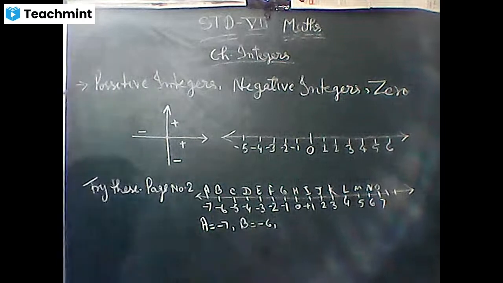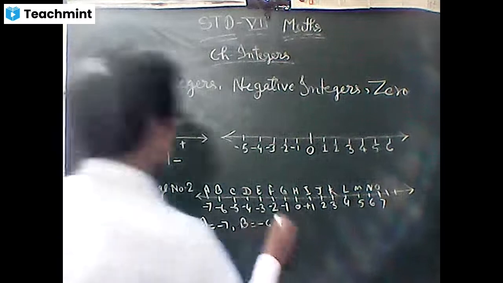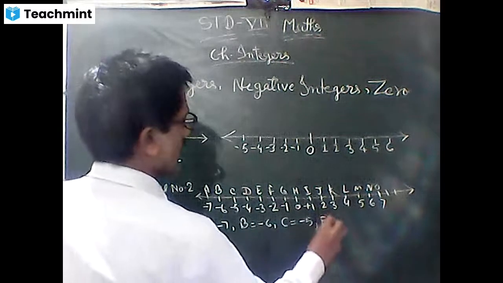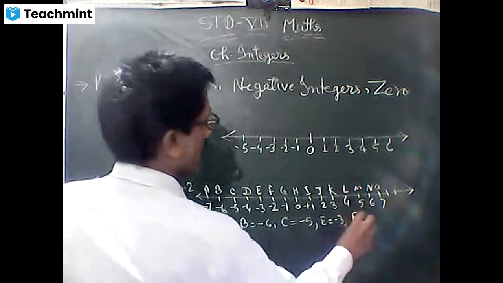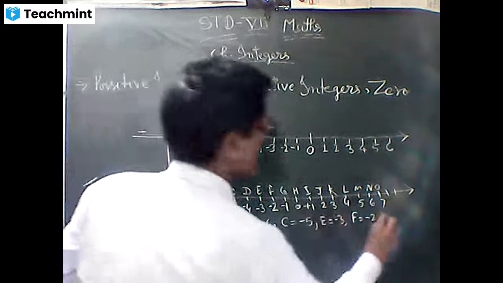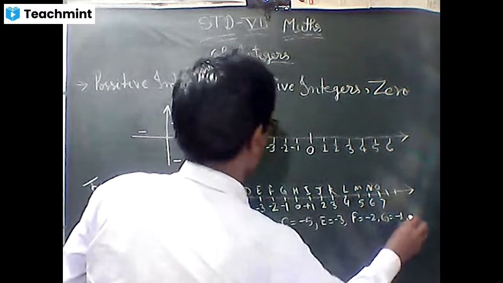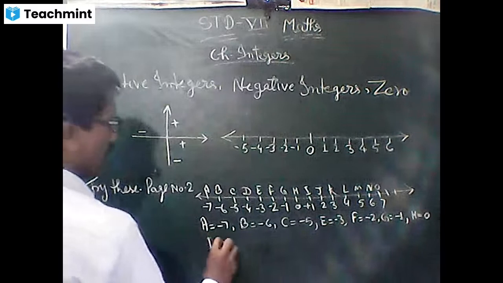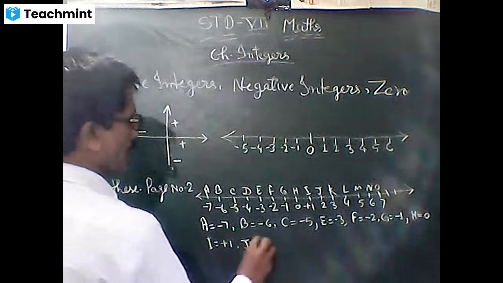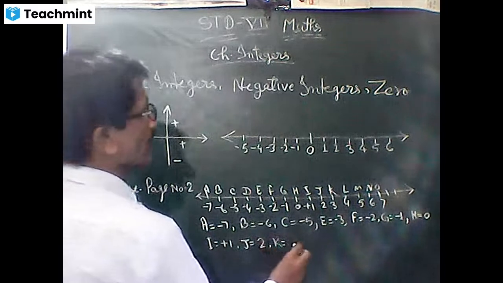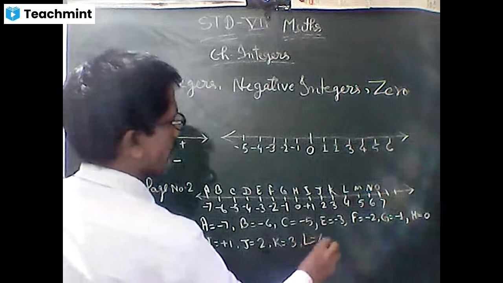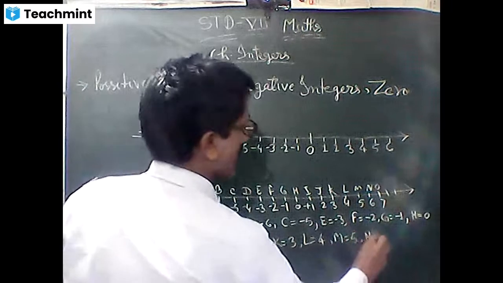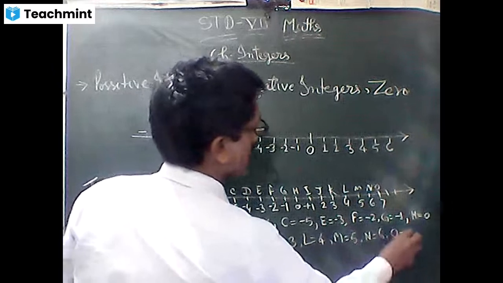So we have to write all the digits that belong to your problem: C is equal to -5, E equal to -3, F equal to -2, G is -1, H equal to 0, I is equal to +1, J equal to 2, K equal to 3, L equal to 4, M equal to 5, N is equal to 6, and O is equal to 7.